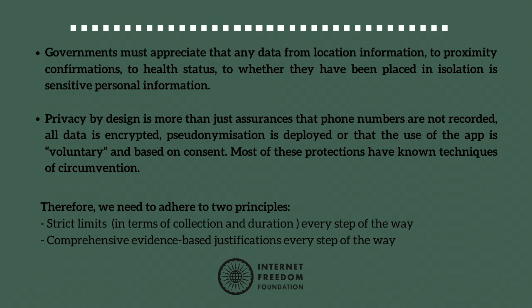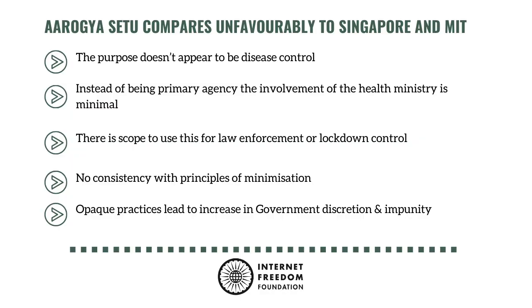Well, when it comes to the Aarogya Setu app itself, when we compare it to other models, specifically Singapore's TraceTogether application and the Massachusetts Institute of Technology's Private Kit Safe Paths initiative, we find that the Aarogya Setu app is subpar in the following ways. One, the purpose appears to be more than just disease control, unlike other countries, which is limited to just responding to the concerned public health outbreak. Two, instead of it being the primary agency which is involved in responses or the use of this tech, India's health ministry's role appears to be minimal. Three, there is scope for these systems to be used for law enforcement, lockdown control, or criminal investigation. Four, there is no consistency in these systems with the principle of minimization, which includes data minimization.